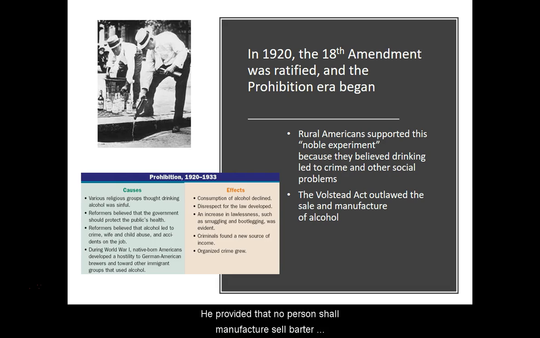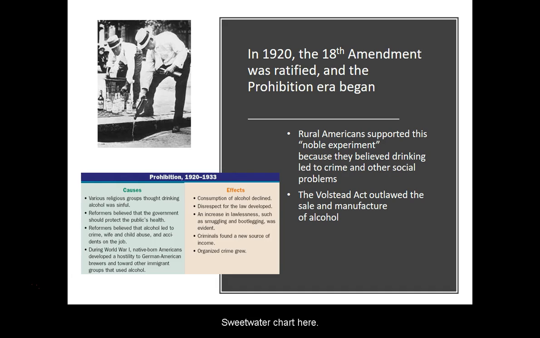It provided that no person shall manufacture, sell, barter, transport, import, export, deliver, or furnish any intoxicating liquor except as authorized by the Act. So, unless it's for fuel, dyes, or religious practice, can't do it. But the other thing, the most important thing that this Act does is it actually defines what an intoxicating liquor is. And the Volstead Act says that an intoxicating liquor is any beverage containing more than 0.5% alcohol by volume and superseded all existing prohibition laws in effect in states that had this legislation. So the Volstead Act, in a nutshell, is the act that basically not only provides what an intoxicating liquor is, but also provides how to regulate the 18th Amendment and enforce it within the states.